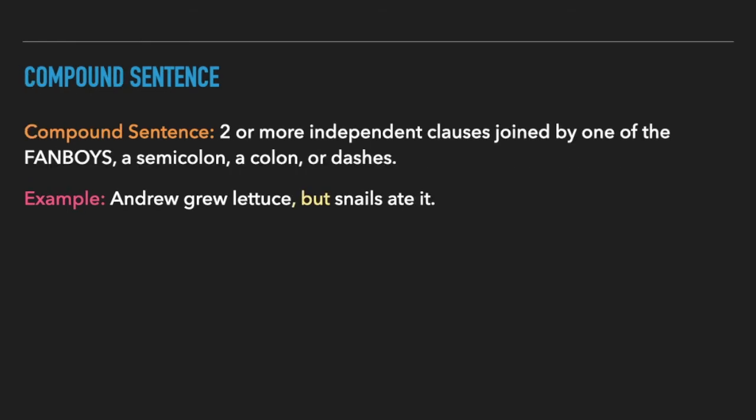Okay, so now here's an example of a compound sentence. A compound sentence contains 2 or more independent clauses and is joined by one of the fanboys, for, and, nor, but, or, yet, so, a semicolon, a colon, or dashes. And in our first independent clause, it says Andrew grew lettuce. So Andrew is a subject, grew is a verb. Then you'll see in yellow, I've highlighted the comma and the coordinating conjunction, or the fanboy, which is but, and which connects the next independent clause, which is snails ate it. So snails is a subject, ate is a verb, and it is the object, being the lettuce. So it's a pronoun that takes the place of lettuce.